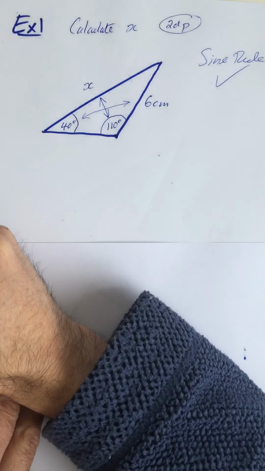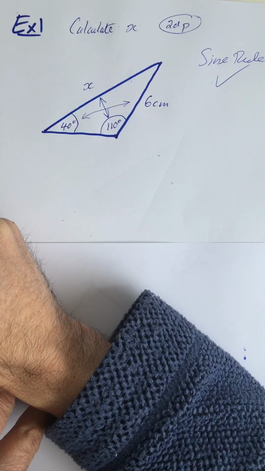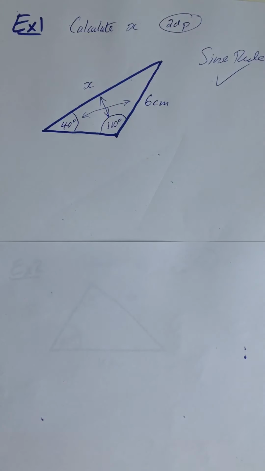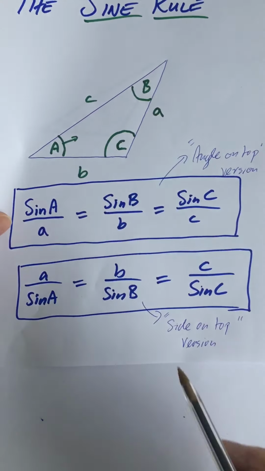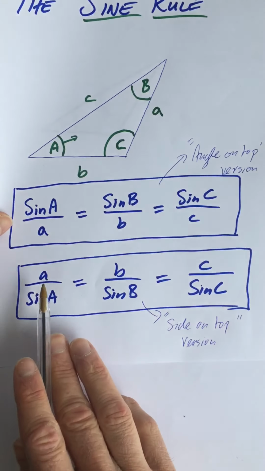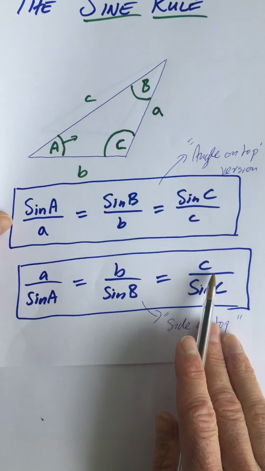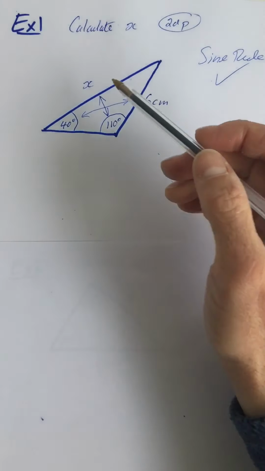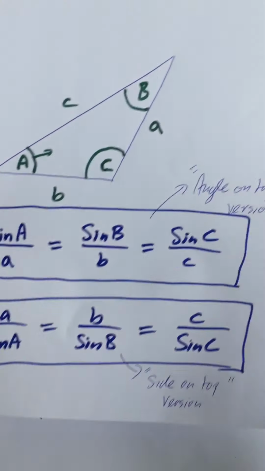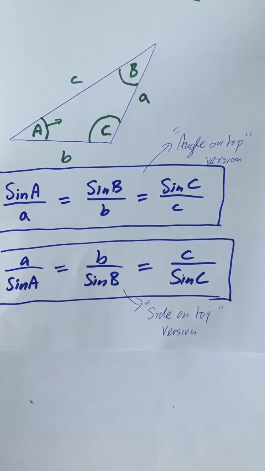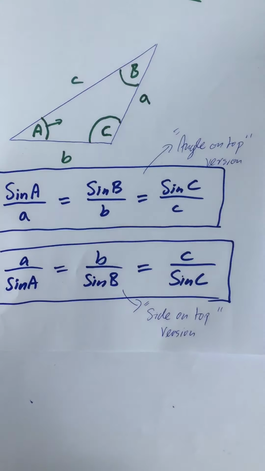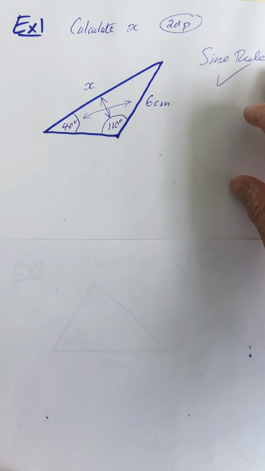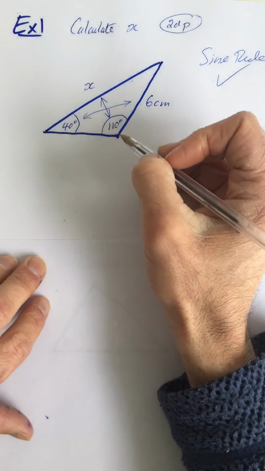Now, which version of the sine rule will I use? Will I use the angle on top version or the side on top version? Remember in the last video, I talked that there's an angle on top version and a side on top version. Well, if it's a side that you're looking for, x is a side, then use the side on top version. It's much easier to use the side on top version. So back to this original question here.